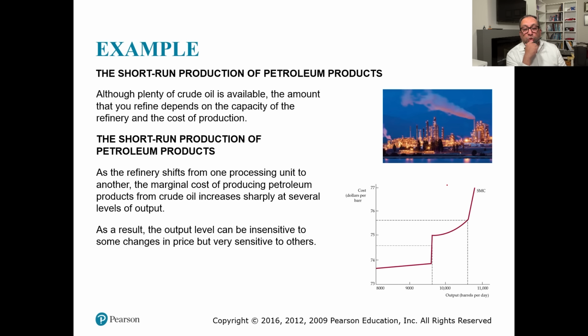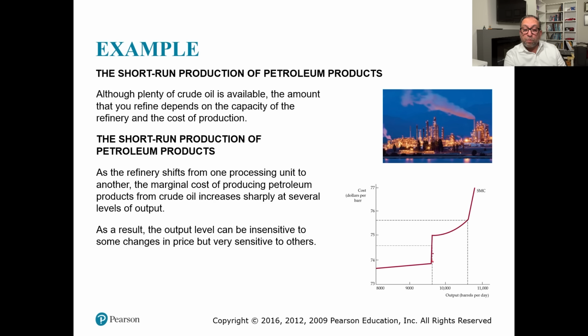The short-run production of petroleum products. Although plenty of crude oil is available, the amount that you refine depends on the capacity of the refinery and the cost of production. So in the short-run production of a petroleum product, as the refinery shifts from one processing unit to another, the marginal cost of producing petroleum products from crude oil increases sharply at several levels of output.